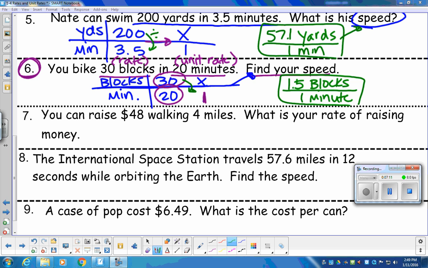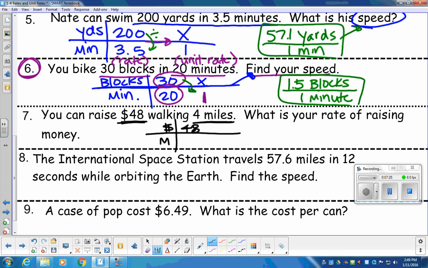Moving on to number 7. In number 7, you can raise $48 walking 4 miles. So the labels that I'm hearing are, we have $48 in 4 miles. That's my rate at which I get paid. This is my rate. What we want to know is what is the unit rate, or how much per 1 mile for walking. How much for 1 would be our unit rate.